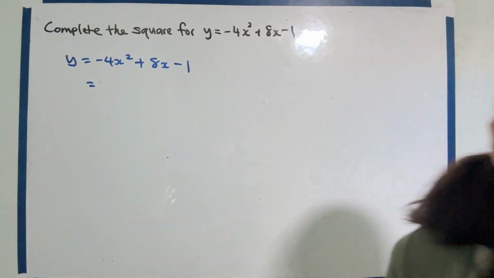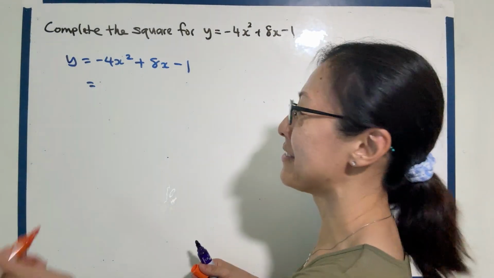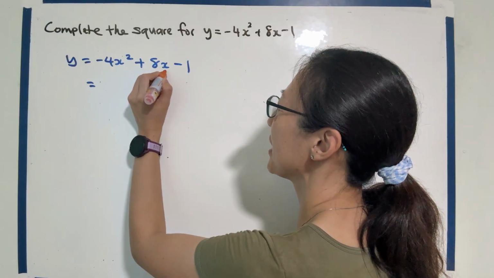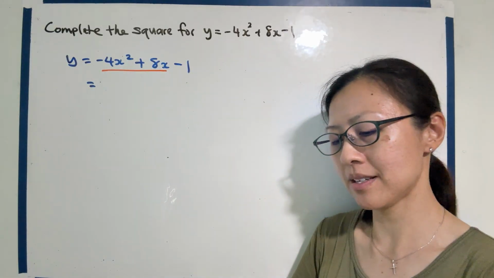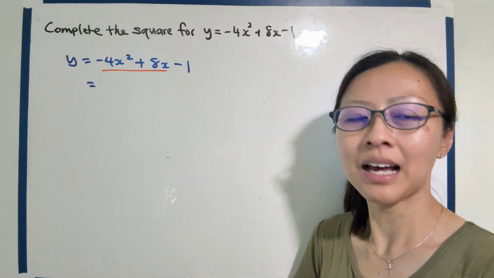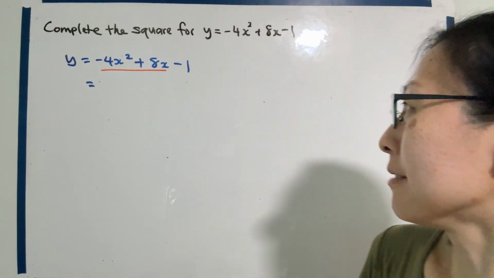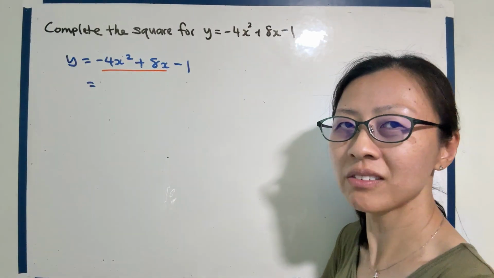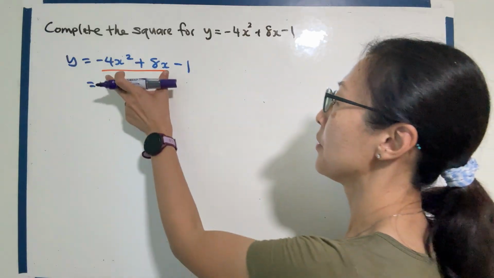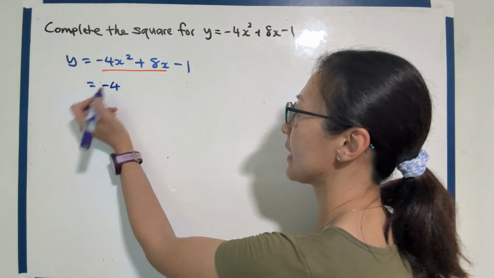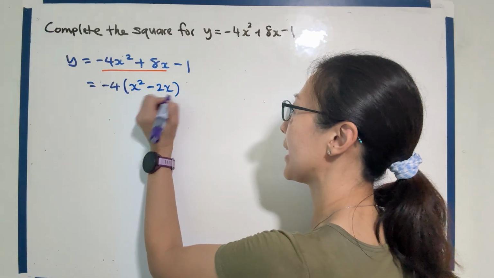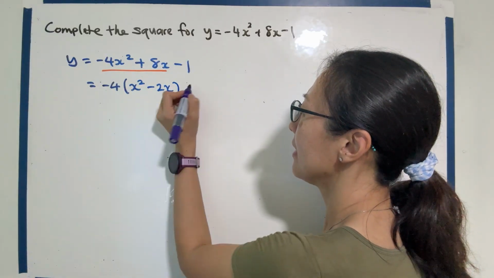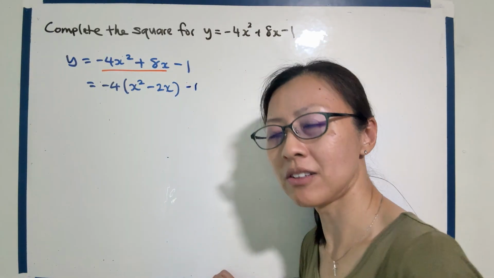Why? In my previous video, I did share that the first two terms, which is the x squared term as well as the x term, are the necessary terms involved in completing the square, not the constant term. So from here, let's factorize out negative 4. We will be left with x squared minus 2x. From there, negative 1 tags along.